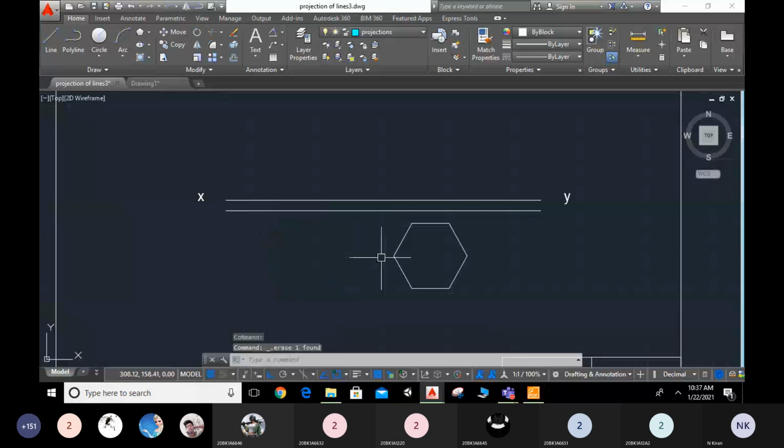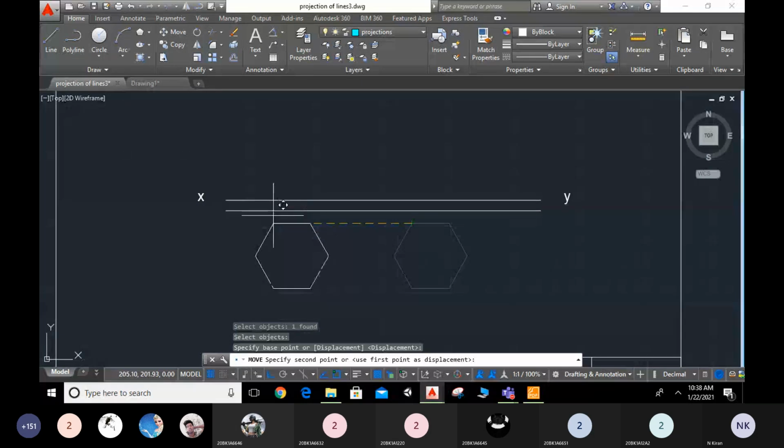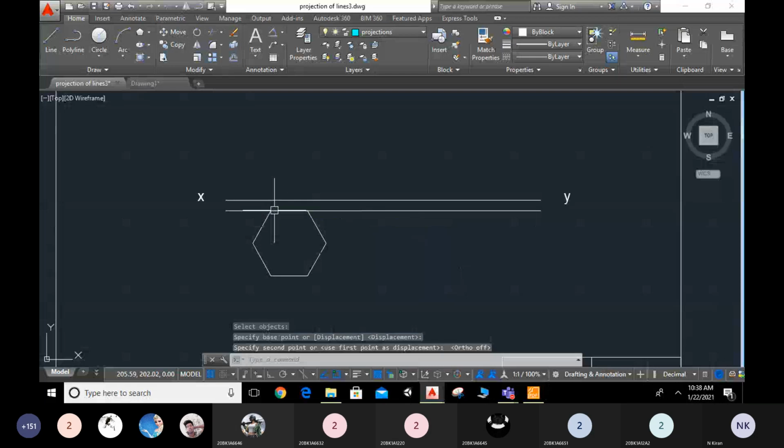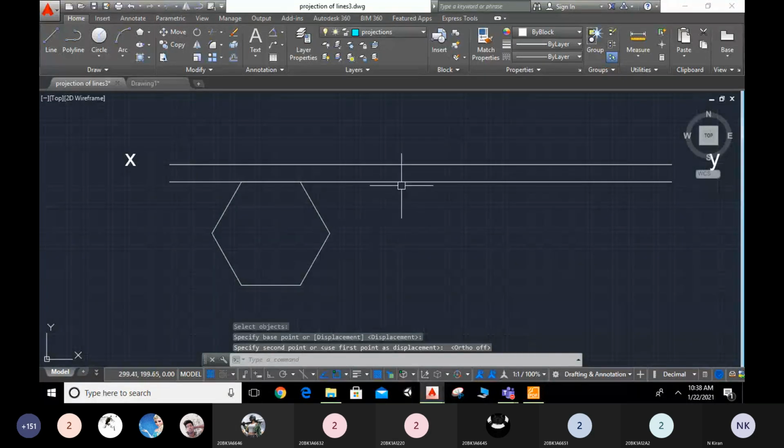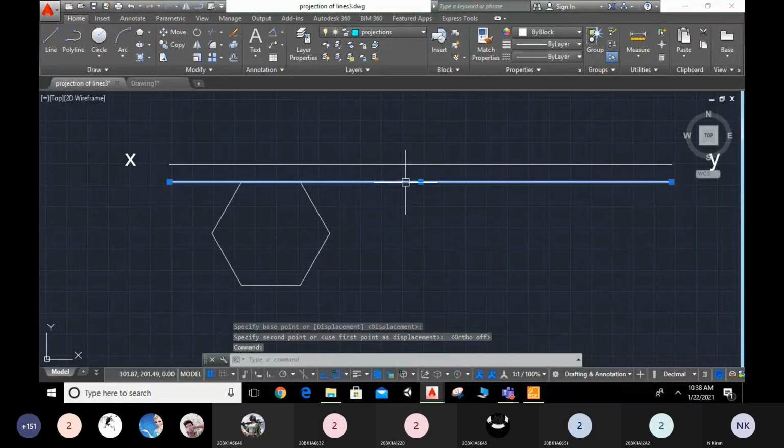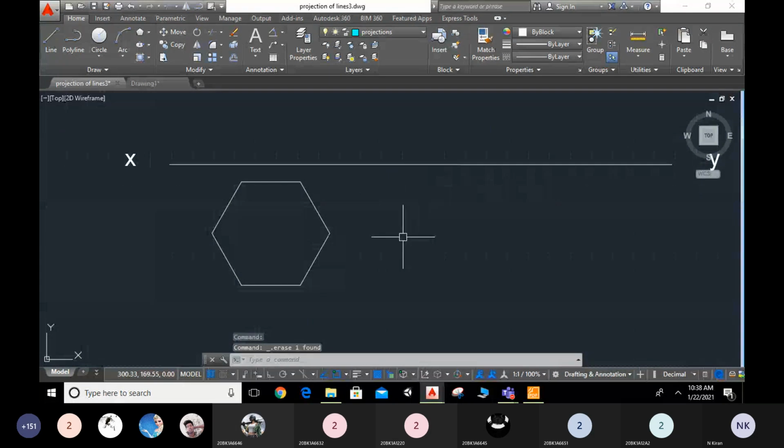So I will delete this one. Now I will move this one to this line. What is the command? I will select move. I will select this object, enter, and with this corner as the base point I will move and place it. I will turn off the ortho mode. Now I will place it here, exactly touching the line. Now our construction line is completed. Now I will delete this line. I don't want that line.